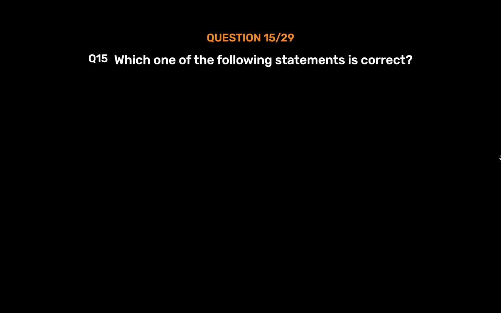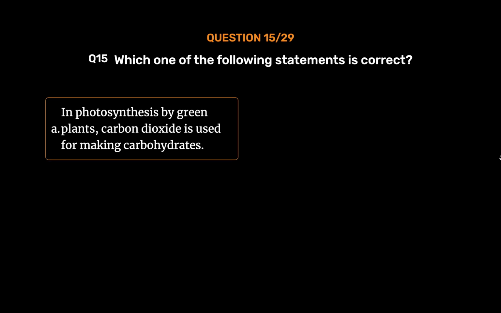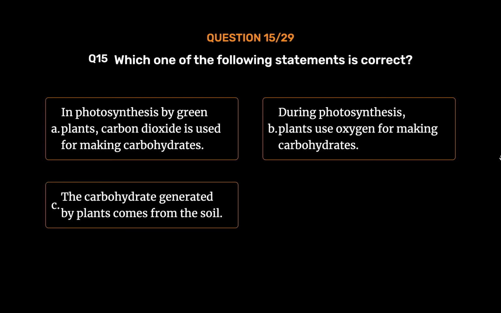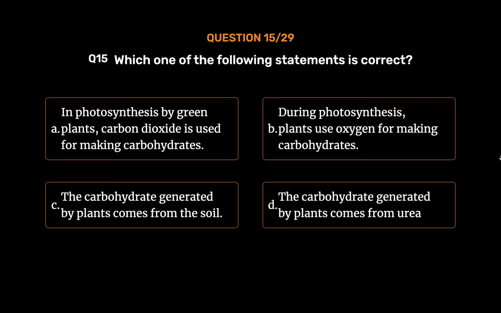Question number 15. Which one of the following statements is correct? Option A. In photosynthesis by green plants, carbon dioxide is used for making carbohydrates. Option B. During photosynthesis, plants use oxygen for making carbohydrates. Option C. The carbohydrate generated by plants comes from the soil. Option D. The carbohydrate generated by plants comes from urea. The correct answer is option A.